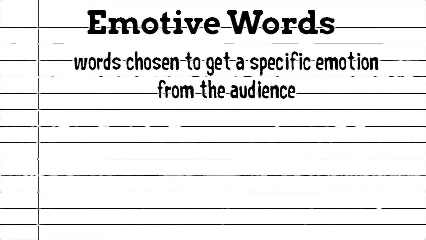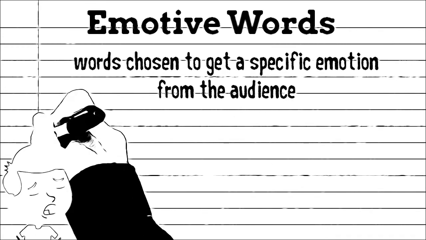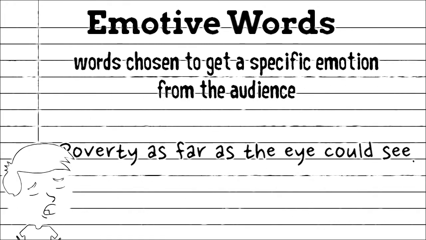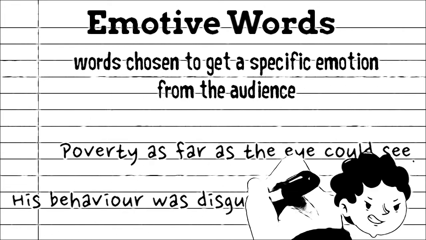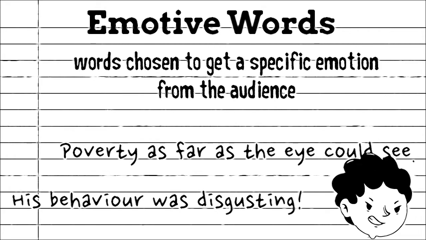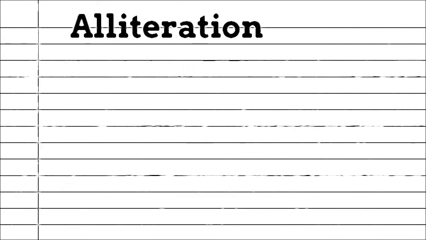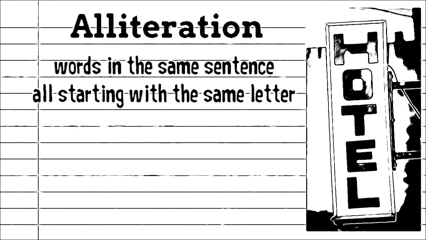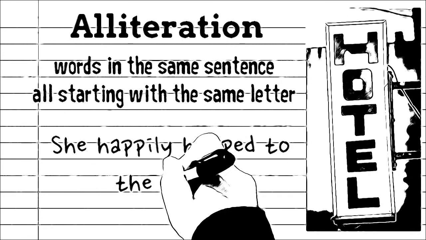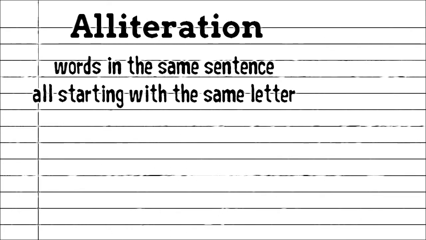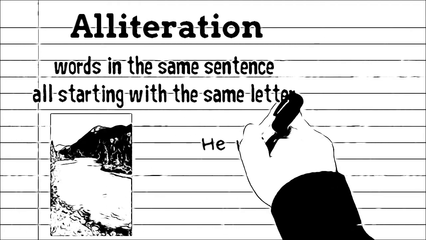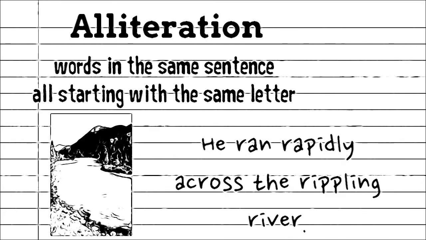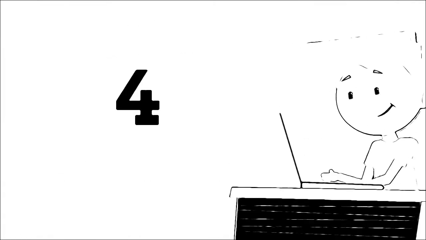Emotive words: words chosen to get a specific emotion from the audience. Poverty as far as the eye could see. His behaviour was disgusting. Alliteration: words in the same sentence all starting with the same letter. She happily hopped to the hotel. He ran rapidly across the rippling river.